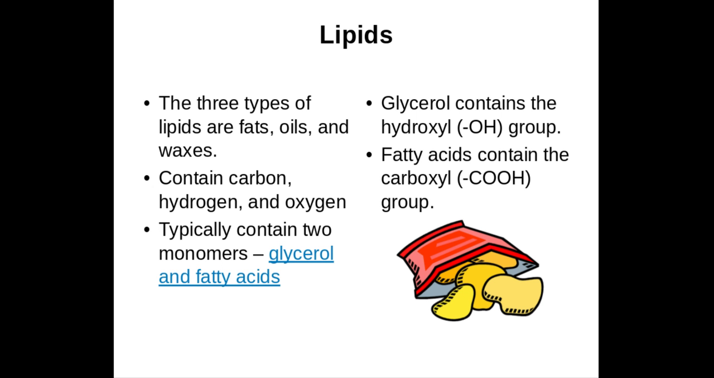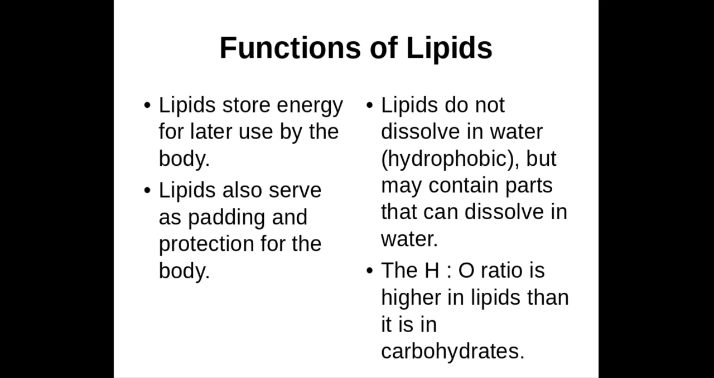The second molecule that we have are lipids. We have 3 types of lipids according to their structure: fats that are found in animals, oils that are found in plants, and wax, the ones that bees make. They also contain carbon, hydrogen, and oxygen, but here they don't have a constant ratio. So we have lots of oxygens and hydrogens and fewer carbons. They are formed of 2 different molecules, glycerol and fatty acids. Glycerol contains a hydroxyl group, while fatty acid contains a carboxyl group.